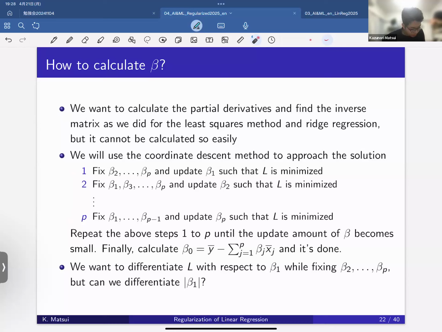Once beta 1 through beta p are determined, we can calculate beta 0 in the same way as before, as in ridge regularization. As before, the absolute value of beta 0 doesn't appear in the objective function, so beta 0 can be calculated using beta 1 through beta p just like before. To minimize error, we need to differentiate with respect to beta 1, but then we need to differentiate the absolute value of beta 1. And the question is how to do that?